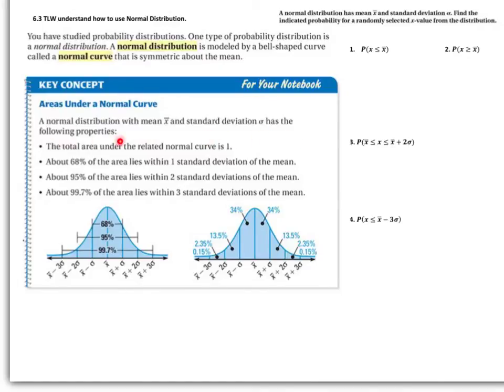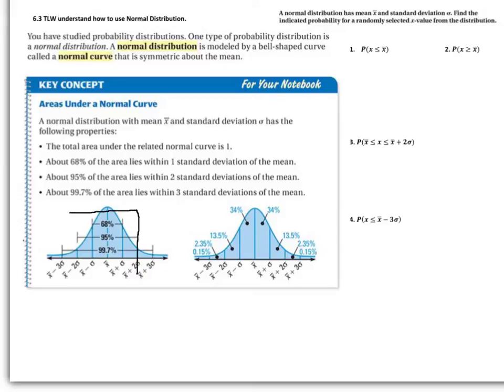has the following properties. The total area under the related normal curve is 1. So the total area under this is 1, or if you think about that, 100%. About 68% of the area lies within one standard deviation of the mean. Within one, that means from the mean you go positive 1, negative 1. About 95% of the area lies within 2. So 2 to 2. So when it says within 2, you're looking at that whole area.